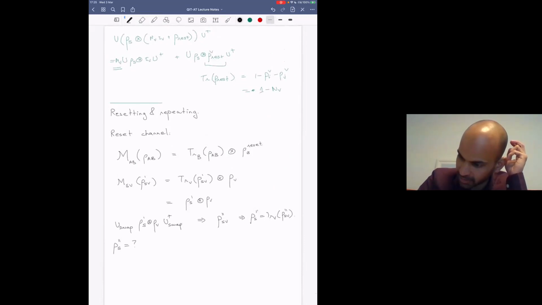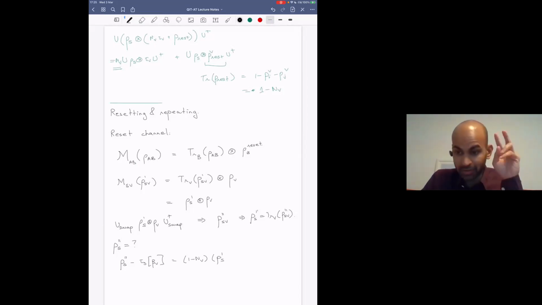We know that if we apply the same operation again, we will get rho S double prime minus this thermal state of the virtual qubit that you're trying to reach is going to be 1 minus NV times the initial state. But now the initial state of the second swap, remember, is the final state of the first swap, minus tau S of beta V. And in turn, we know what the difference after the first swap was, and we can substitute that here. This is just going to give us 1 minus NV squared times the original difference, rho S minus tau S beta V.